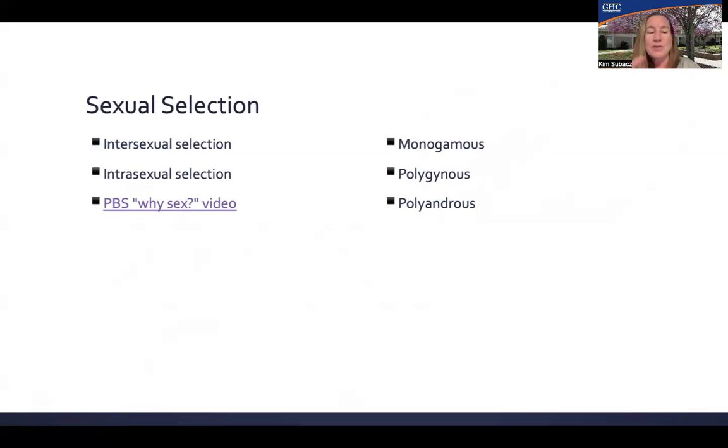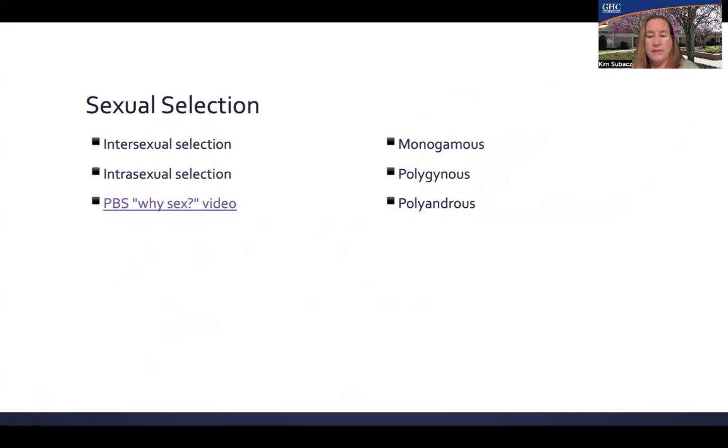Selection. So we have intersexual selection and we have intrasexual, God, I can't speak tonight. Intrasexual selection. With intra, we are competing within ourselves. So we are fighting the same sex. For example, males going against other males competing for their mates.